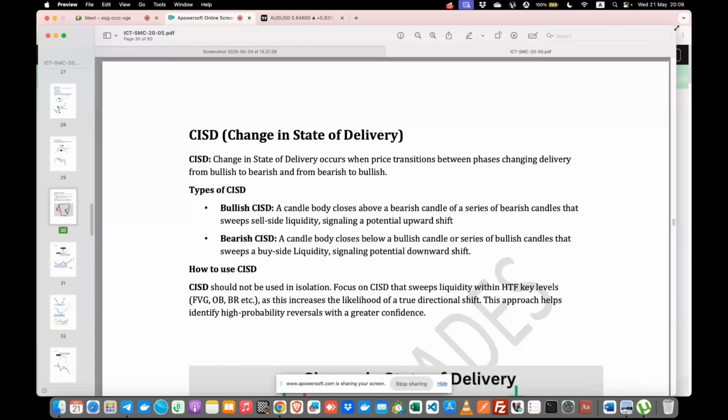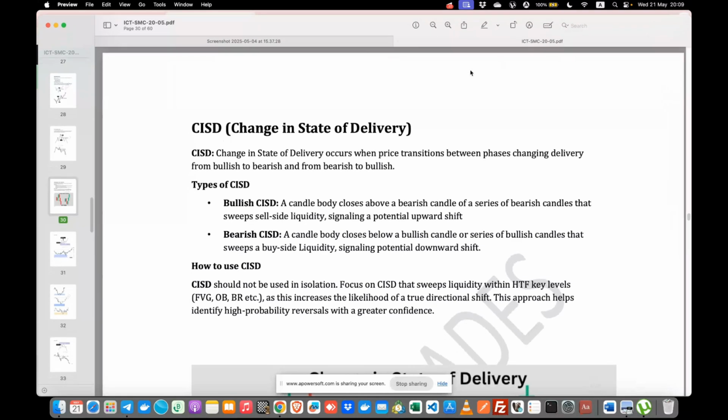So today we're covering change in state of delivery. Change in state of delivery is a PDRA, a very important one that we need to know how to use, because you'll be using it mostly at reversal points.